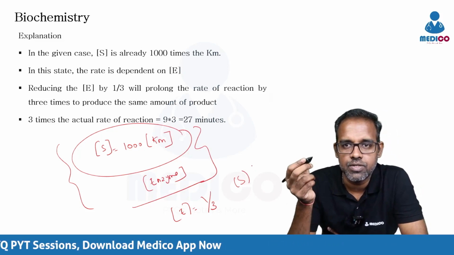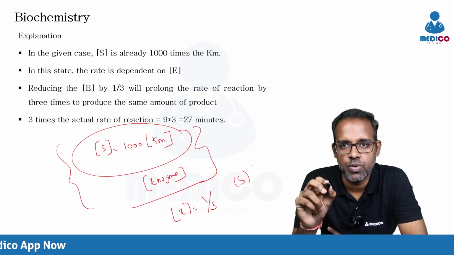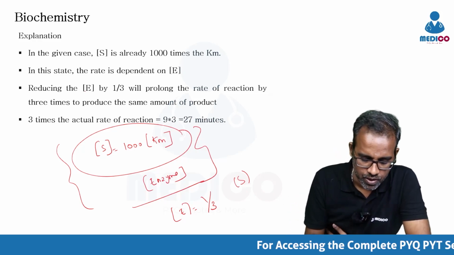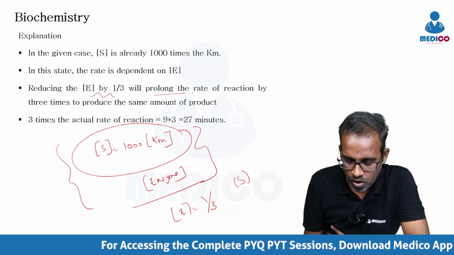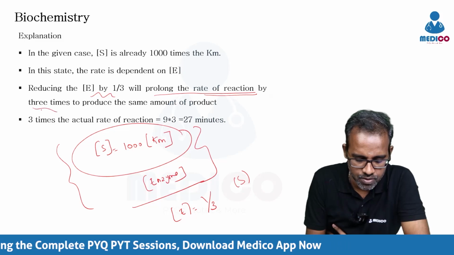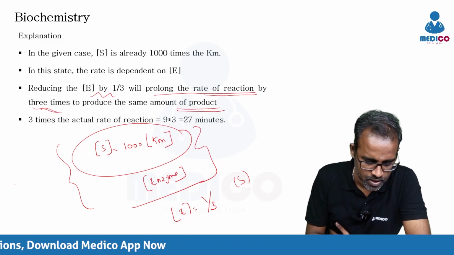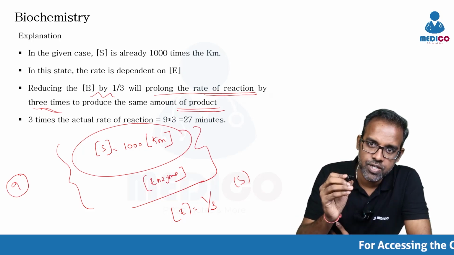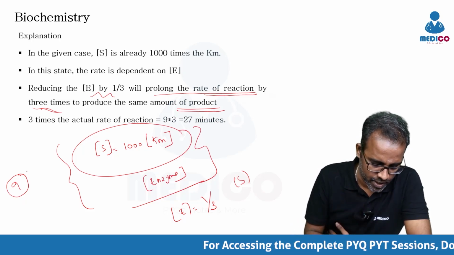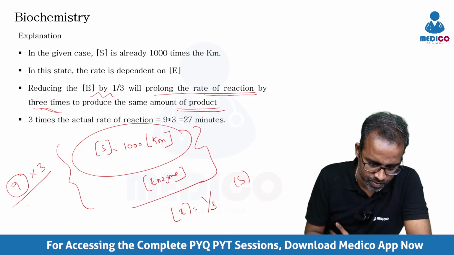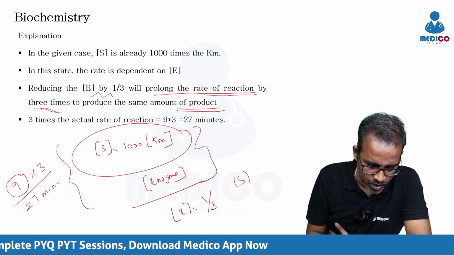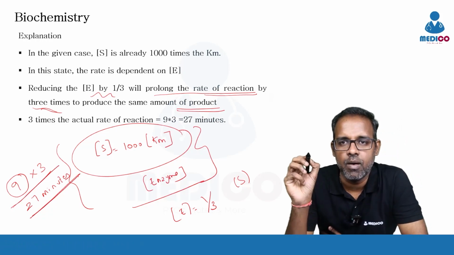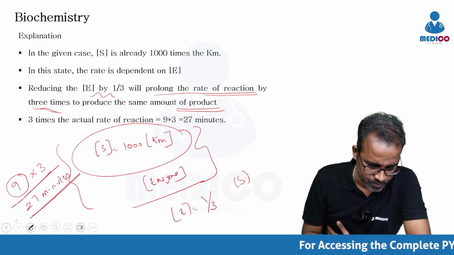Okay, so what will happen? I said the rate of this reaction depends only on the enzyme concentration. Now we have reduced the enzyme concentration by 1/3. So it will prolong the time of the reaction by 3 times to produce the same amount of the product. Normally it takes 9 minutes in the supersaturating conditions. Now you reduce the enzyme by 1/3, so it will take 3 times. So 9 minutes into 3, that is 27 minutes. So when you alter the conditions like this, the enzyme will take 27 minutes to produce the same amount of product. So that's the answer.